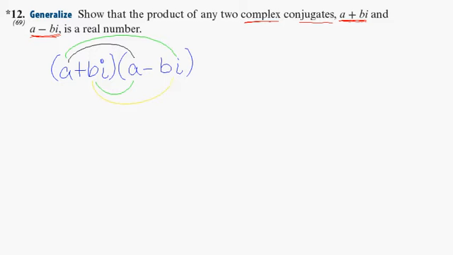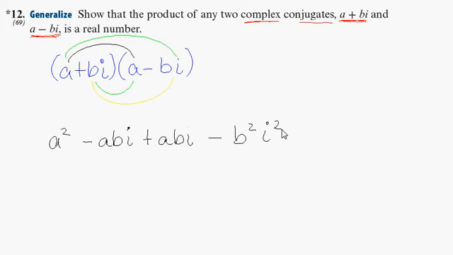All right? So what that's going to look like is a squared, okay? And then when we multiply the green, which is a times negative bi, which gives us negative abi. And then we take the other green one, which is a times positive bi, which gives us positive abi. And then finally the yellow one, which is bi times negative bi, so that gives me negative b squared i squared. Do you follow that?